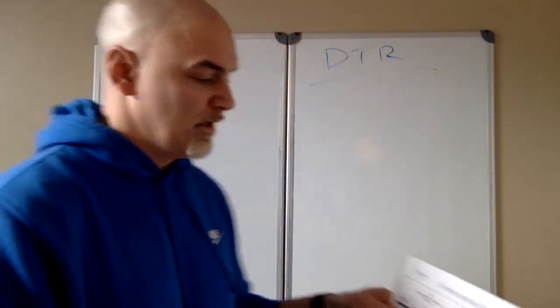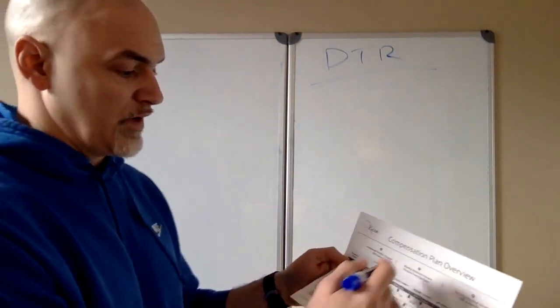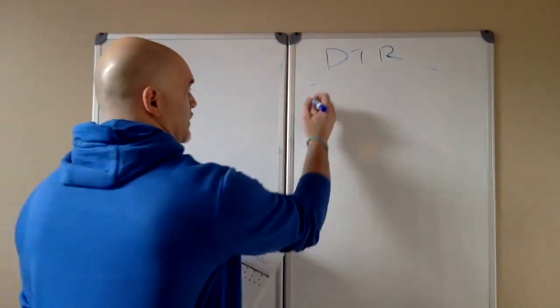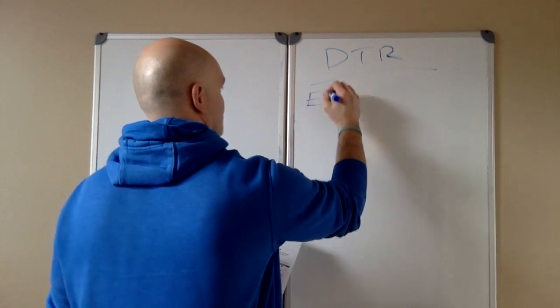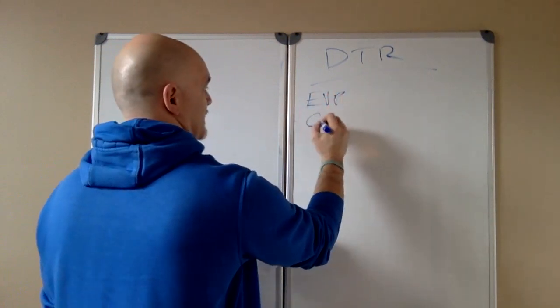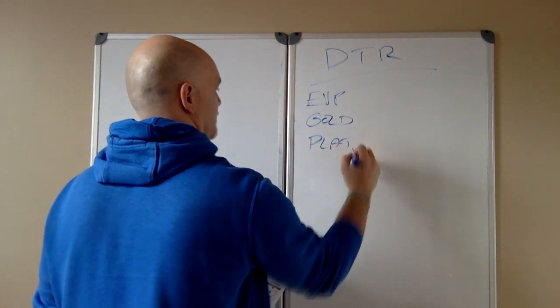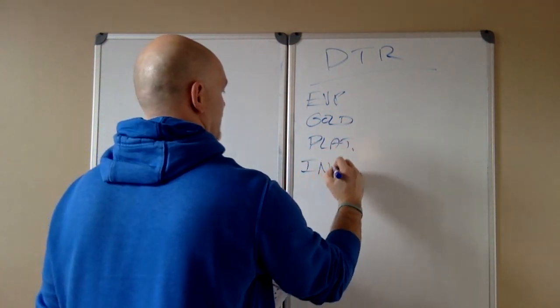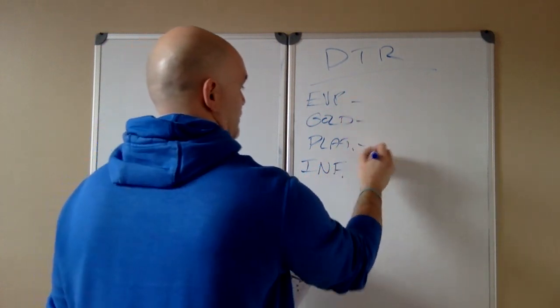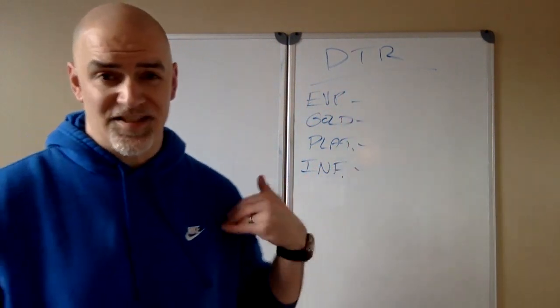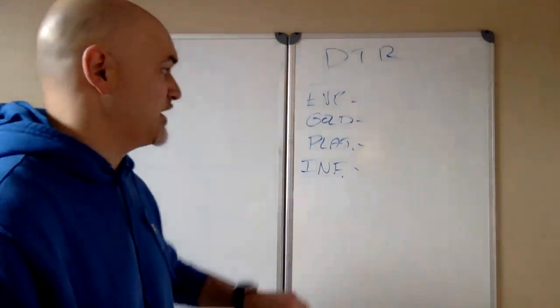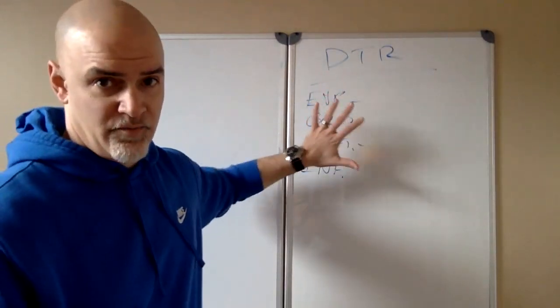So anyway, with the Dream Team Residuals, how it works. If you are an EVP, we're going to break it down. EVP, Gold, Platinum, and then we got Infinity. Once you get to month number 6, that's where your Dream Team Residuals kick in.